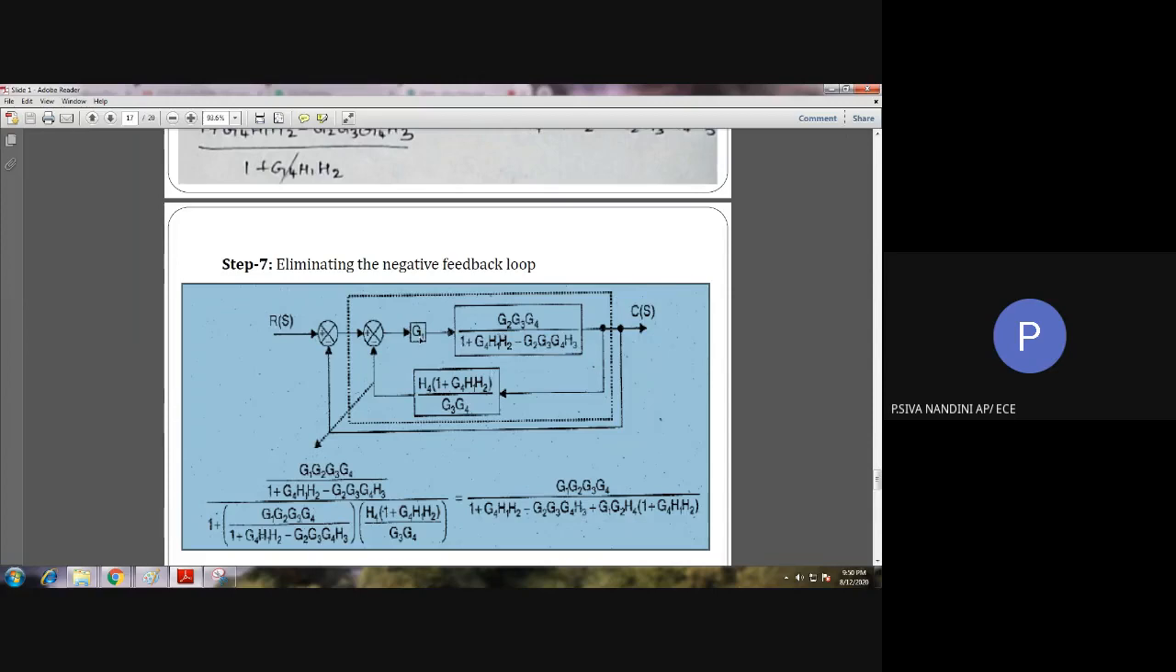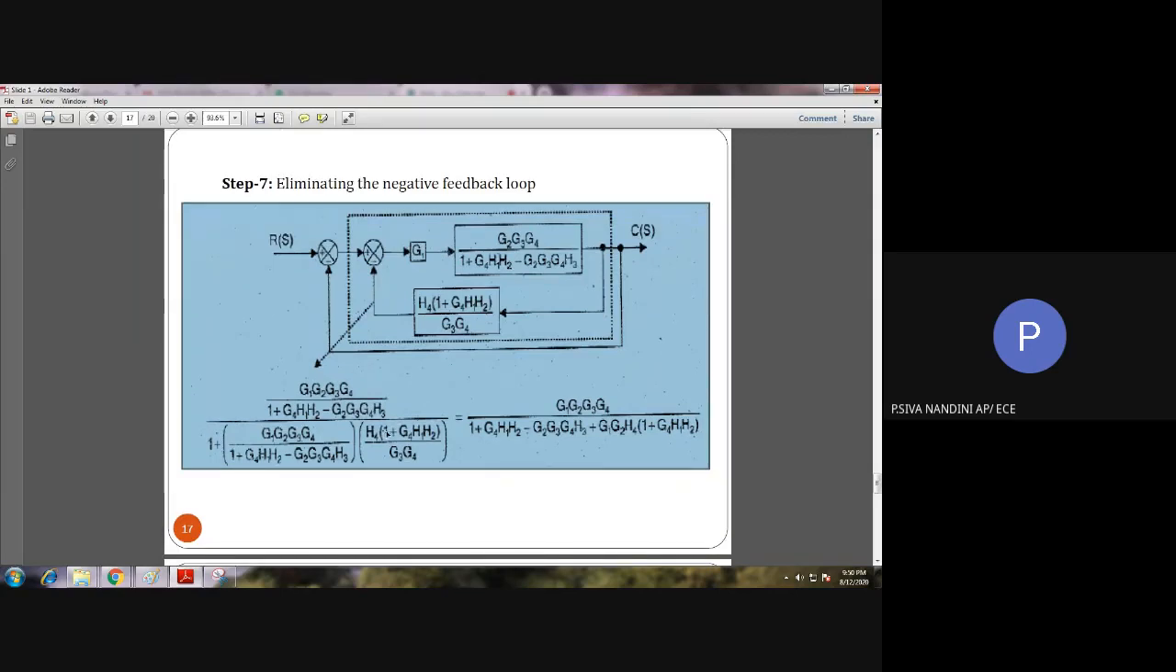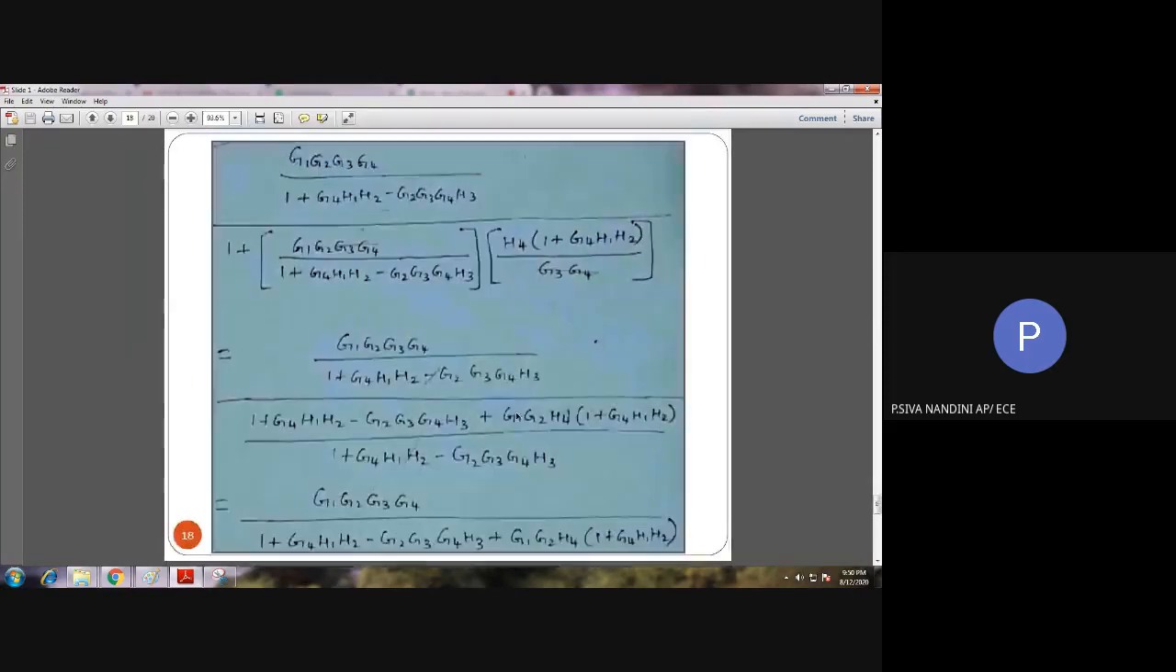See, after interchanging the summing points and eliminating the positive feedback, we will have a block diagram like this. Here we have G1 and G2, G3, G4 in series. So simply multiply those blocks into a single block, and then you can find a negative feedback loop. This negative feedback loop is solved using the formula G by 1 plus GH. We substitute the values and obtain this value. The detailed simplification is given in slide number 18 for your reference.